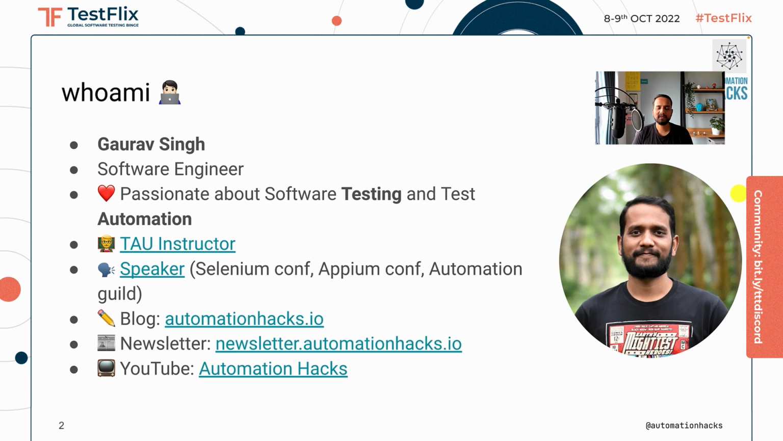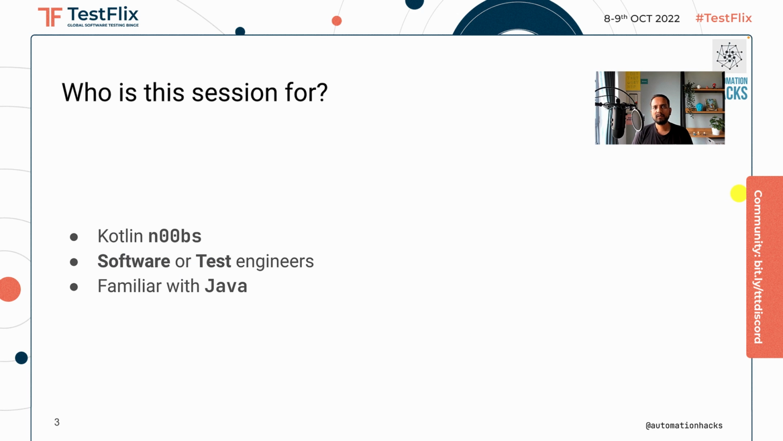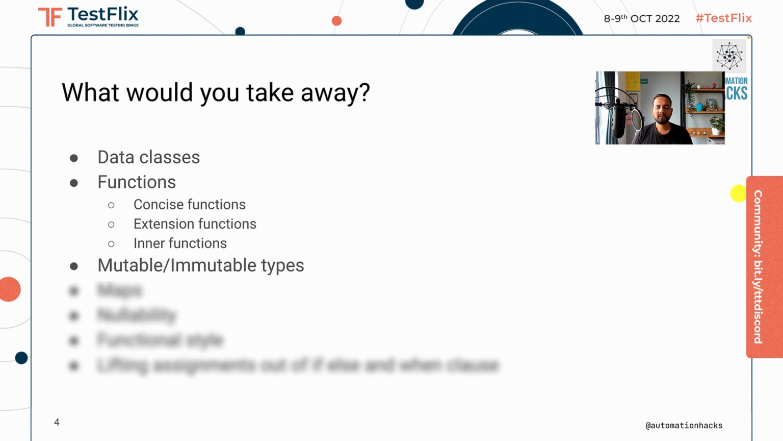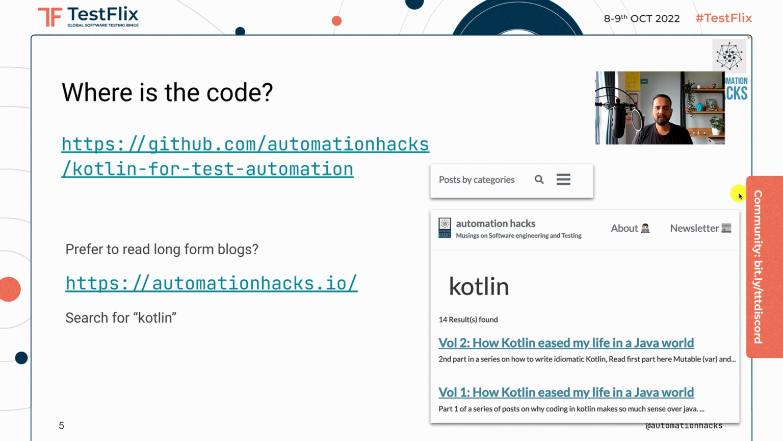Before we begin, who is this session actually for? If you are a software or a test engineer, you are familiar with Java and are curious about what Kotlin as a language can do, then this session is definitely for you. We are going to cover a bunch of Kotlin features and how they make sense for test automation. We will look over data classes, functions, what are mutable and immutable types, and make sense of these features as we go through.